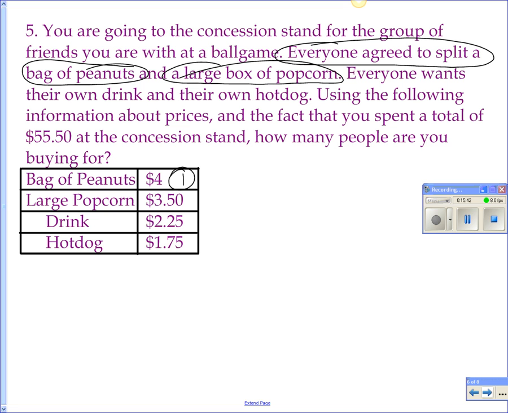Devin, how many large popcorns are we buying? How many are we buying, though? Andrew? Yeah, why are we only buying one? And they're splitting it. Yep, they're splitting it. Okay. Destiny, what else should I circle in the problem?